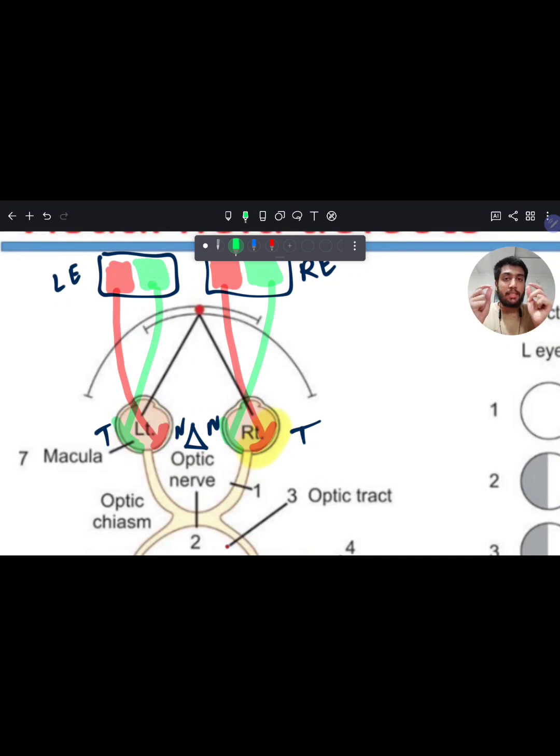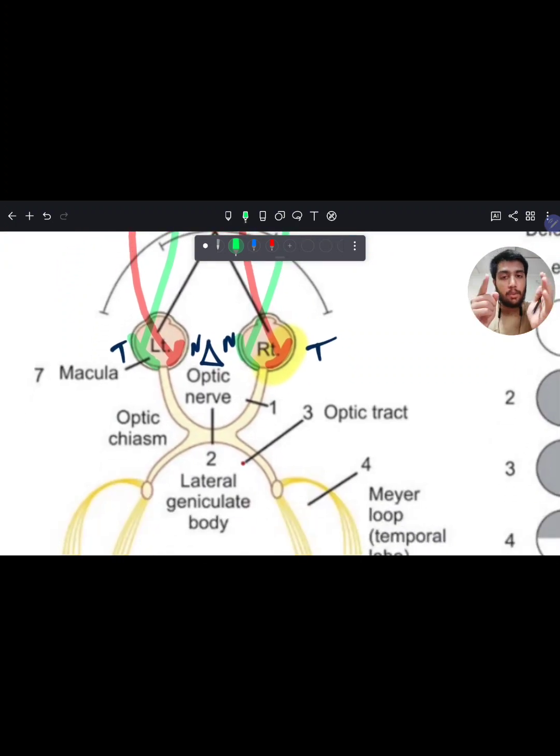And one important thing that happens to the optic nerve is it decussates and it forms a chiasma, and it is very important for us to know which fibers cross and which fibers don't. So the temporal fibers of both the eyes don't cross. It is only the nasal fibers of both the eyes that are going to cross, going to decussate and form a chiasma, that we call the optic chiasma.